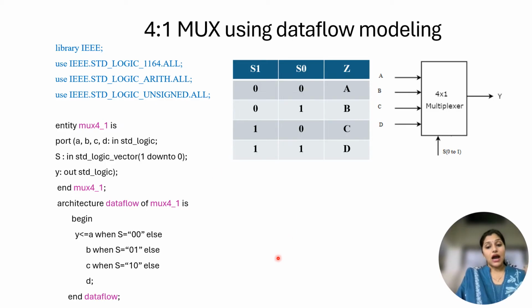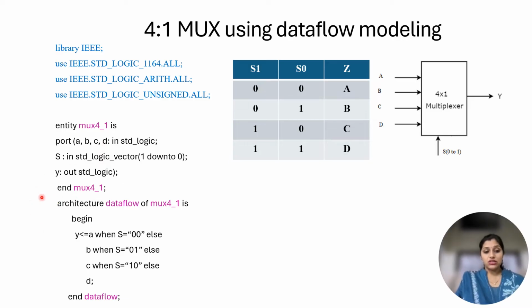Next part is architecture. So the entity for the 4:1 multiplexer will remain the same for all 3 modeling styles. Library files will remain the same for any VHDL code, whereas the entity for the 4:1 multiplexer will remain the same for any modeling style. Then what changes is the architecture or modeling style.